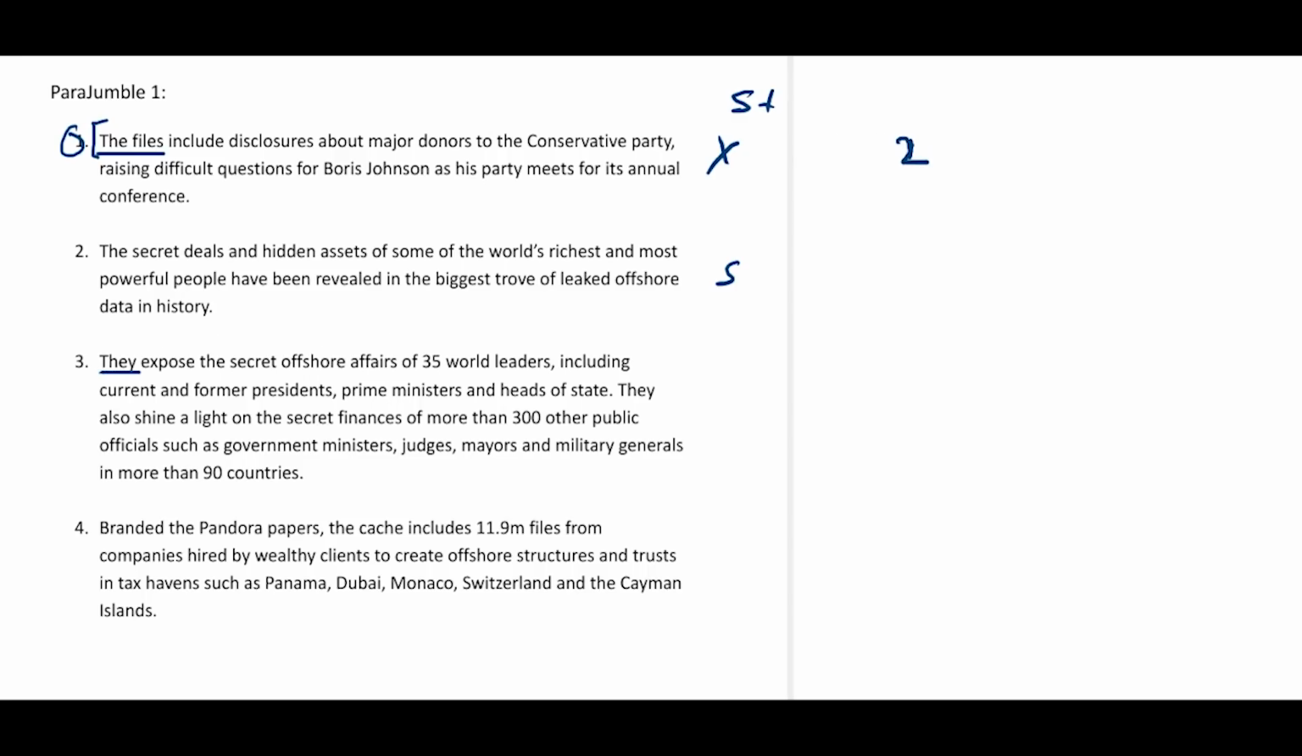They expose the secret offshore affairs of 35 world leaders. Okay, we are again getting into the details, so we can probably mark it as such. Statement 2 is an introduction of what we are talking about. This is the detail part, and this is also the detail part, as in what exactly is in these files. Just like statement 1, statement 3 also talks about the details of the files, as in what exactly is within these papers. Let's move to statement number 4.